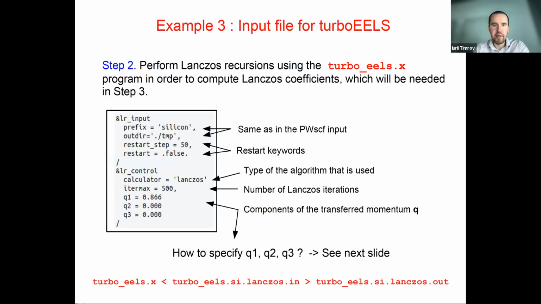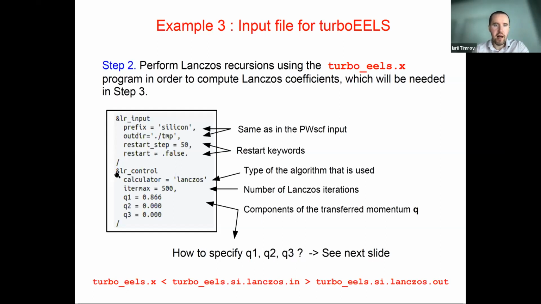Let me describe immediately the input for the turbo_eels code. This input looks quite similar to the one Oscar just showed for, again, using the turbo_lanczos code. We have prefix and outdir, which is the same as in pw.x. The restart keywords are the same, you just learned how to use them.